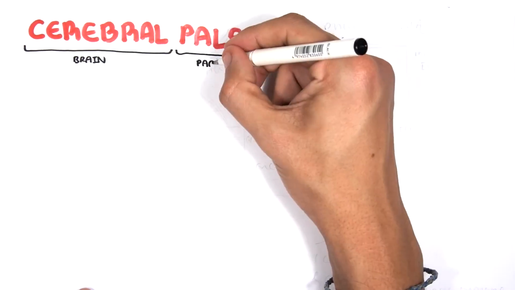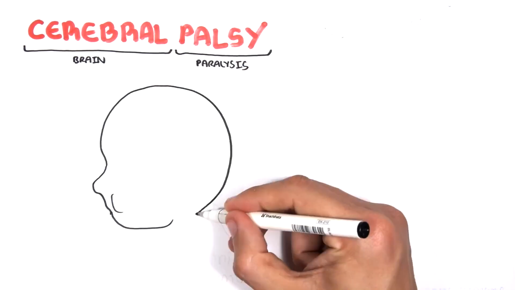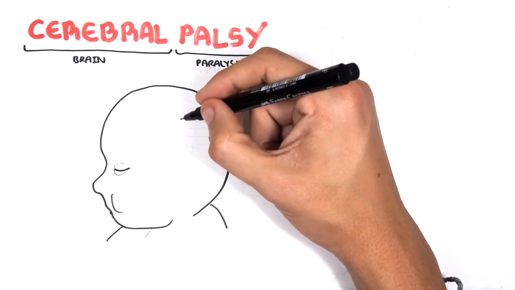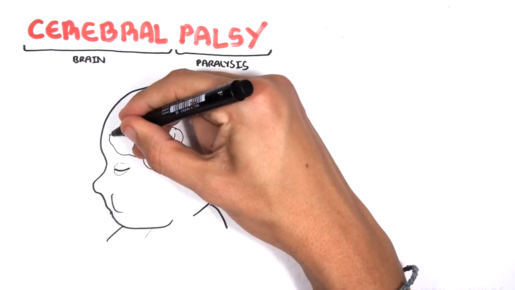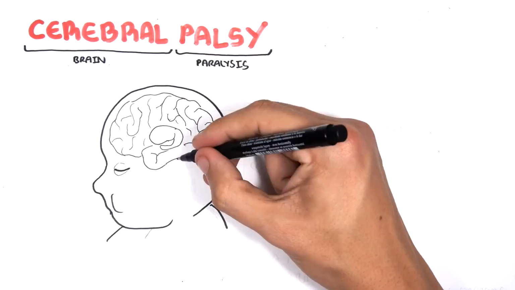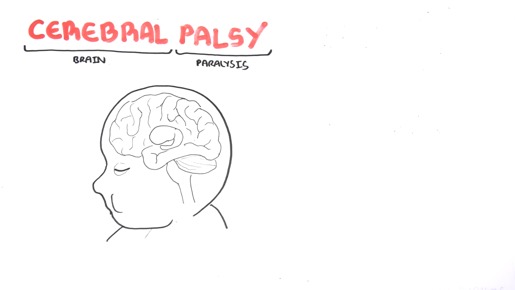Hello, in this video we're going to talk about cerebral palsy. Cerebral pertaining to the brain and palsy as in paralysis. Now, cerebral palsy is an umbrella term that refers to a group of disorders affecting a person's ability to move. It is due to damage to the developing brain, either during the pregnancy or shortly just after birth.